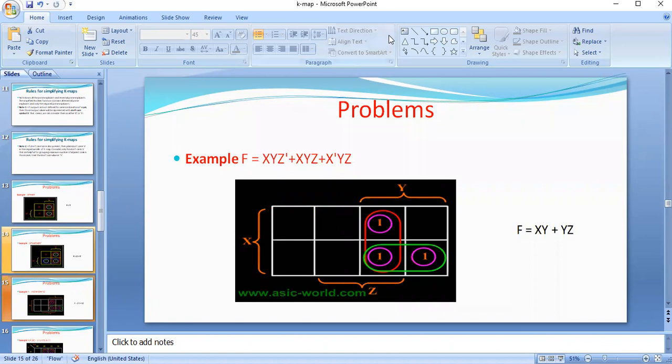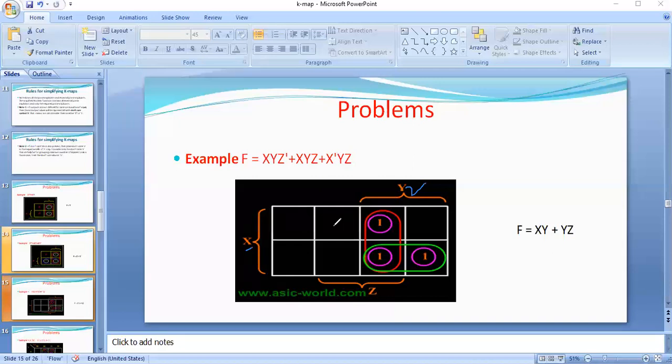Next, see here, this is a 3 variable K-map problem. For a given function consisting of 3 variables, X, Y, Z, in the first step we have to draw the 3 variable K-map, and divide the variables in order. I am taking X here and Y, Z here.